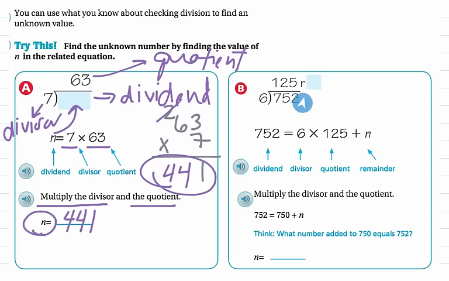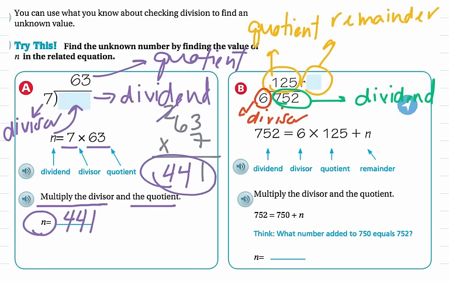In B, we know the dividend, we know the quotient, we know the divisor, but we do not know the remainder. So students, what you'll notice is that I labeled the different parts of the equation. It's really helpful because it'll help in the translation process when we write down the equation here. So we have 752 is equal to 6 times 125 plus n, the unknown. So we have our dividend is equal to our divisor times our quotient plus our remainder. So it says multiply the divisor and the quotient. So 5 times 6 is 30. We regroup the 3. 2 times 6 is 12 plus the regroup 3 is 15. And 6 times 1 is 6 plus the regrouped 1 is 7. So that's how we got this answer here.